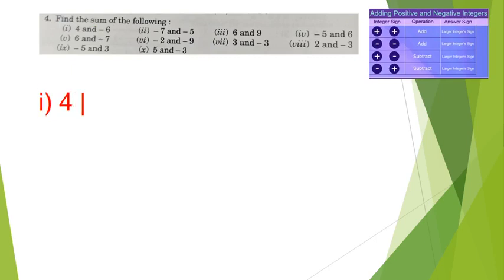What is the question? 4 and -6. We have to find the sum of 4 and -6. So how can we write it? We will write it as 4 plus in bracket -6. We won't write two signs at the same place. That's why we are using the bracket. Now firstly we have to solve the bracket.